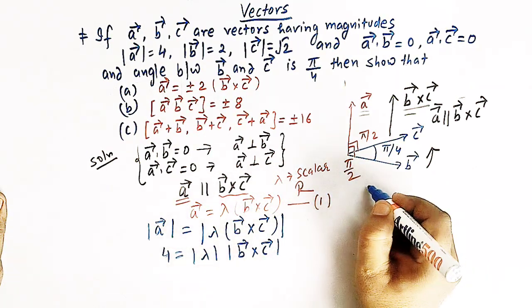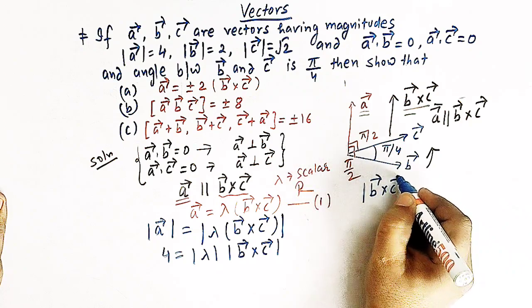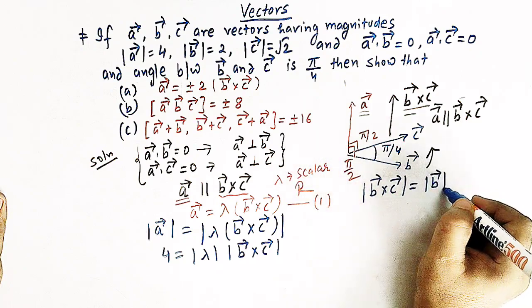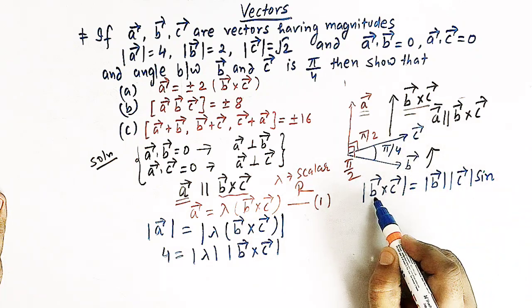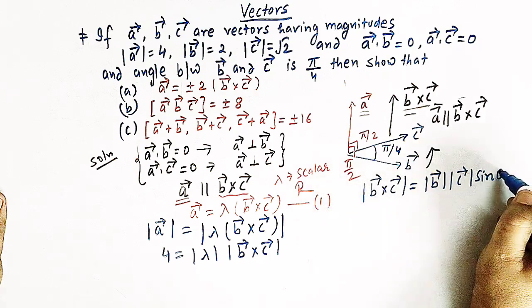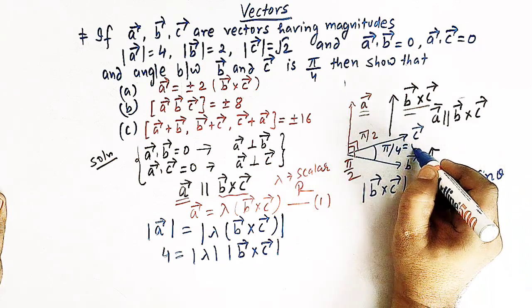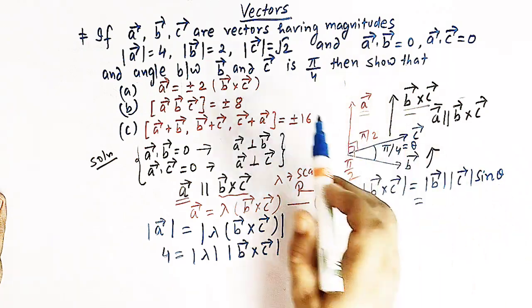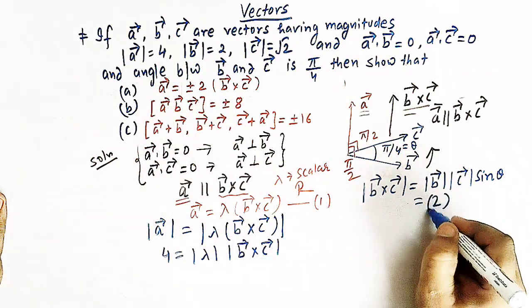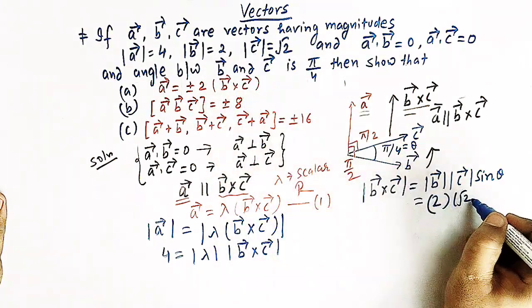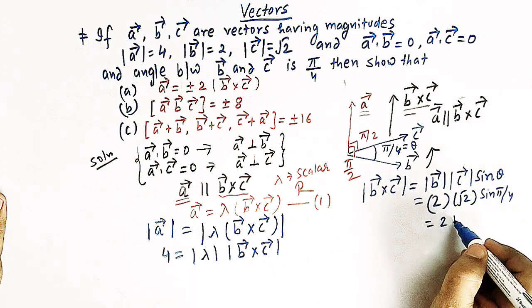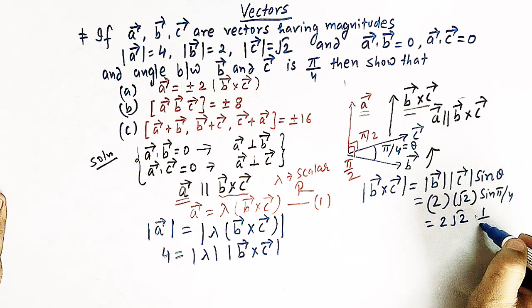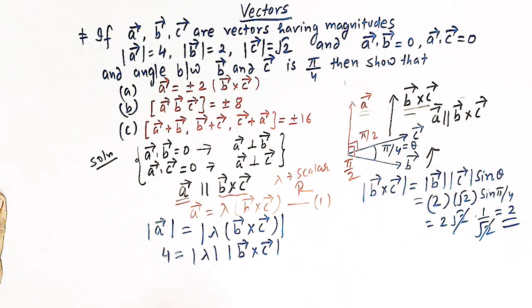Now the magnitude of B cross C is given by the magnitude of B, the magnitude of C, and the sine of the angle between vector B and vector C. Let us write it as sine theta. So our theta is pi by 4. Now the magnitude of vector B is 2, the magnitude of vector C is square root of 2, and theta is pi by 4, so we have sine pi by 4. So this is 2 root 2, and sine pi by 4 is 1 over square root of 2. So root 2 and root 2 get cancelled, and we are left with 2, right?